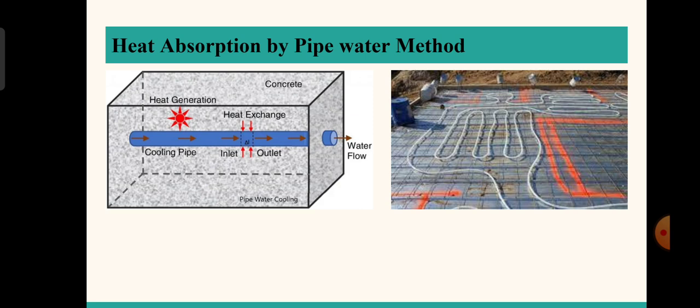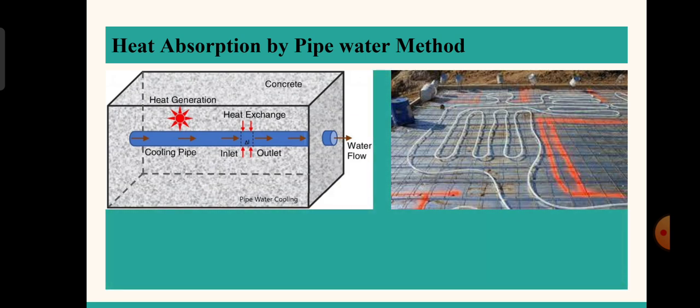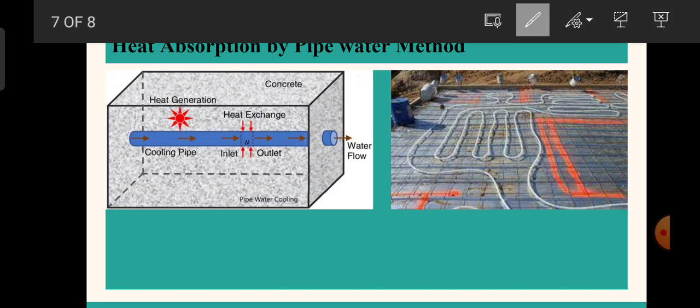So next is the heat absorption by pipe water method. Here it is pictorial. The first picture represents how the technique works, and the second shows it used in field conditions. You can observe this blue color, which represents the pipe set inside the concrete to absorb heat. The water is circulated in the concrete and it absorbs heat of the concrete present inside the structure.